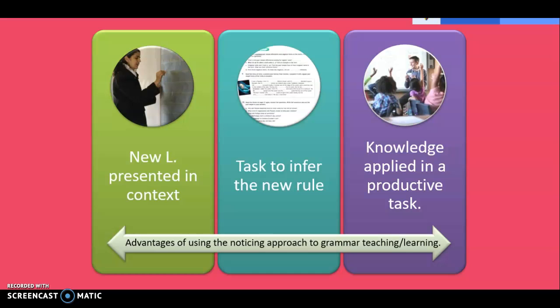So by using this approach, learners have several advantages. Not only through making inferences, they increase their critical thinking skills, but also they find the new language in context and they use the new language for communicative purpose in a productive task.